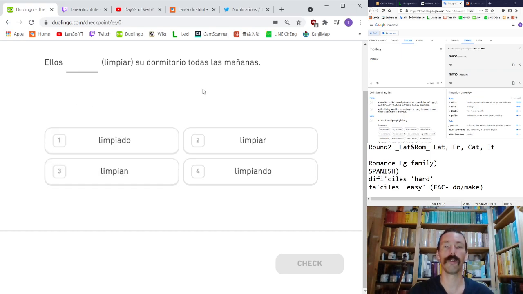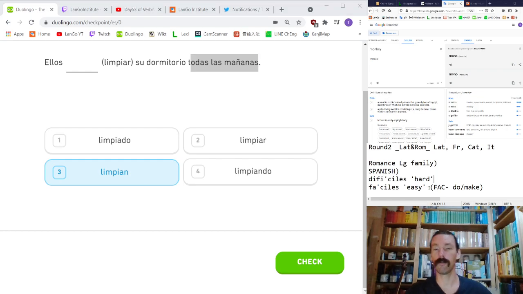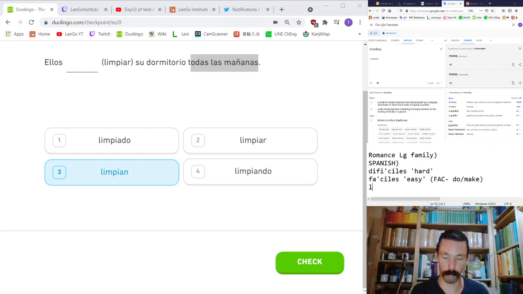Ellos limpiar su dormitorio todas las mañanas. Okay, ellos, which verb form agrees? They clean their bedroom every morning. Todas las mañanas. All the mornings. Plural. Ellos is going to be limpian. And that's, remember, faciunt. Compare the endings here. Limpian. Say the stem ends in a. Limpiar. Sometimes the a is gone, but it's basically an a-final verb stem. The n is the third plural ending, which goes back to the unt ending of Latin. Faciunt. This one too. Simplify that cluster.